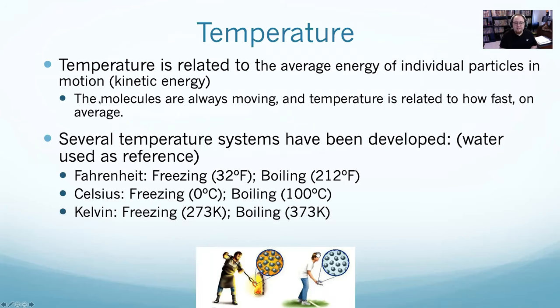Now, many different systems have been developed for temperature. Fahrenheit is probably the one you're most familiar with. Celsius is probably the one you hear other people use because it's the metric version. And Kelvin is probably the one you're the least familiar with, though debatably the most important. In general, comparing them for water: it freezes at 32 Fahrenheit, boils at 212 Fahrenheit, freezes at 0 Celsius, boils at 100 Celsius, and freezes at 273 Kelvin and boils at 373 Kelvin.